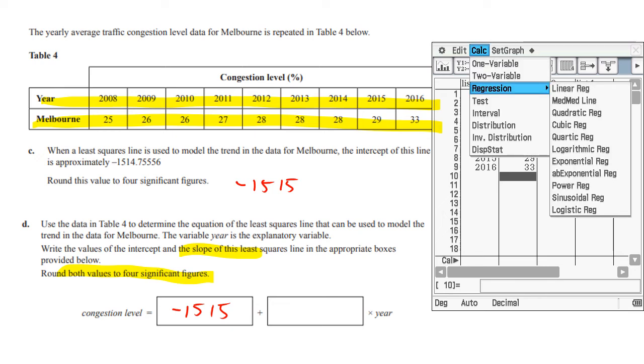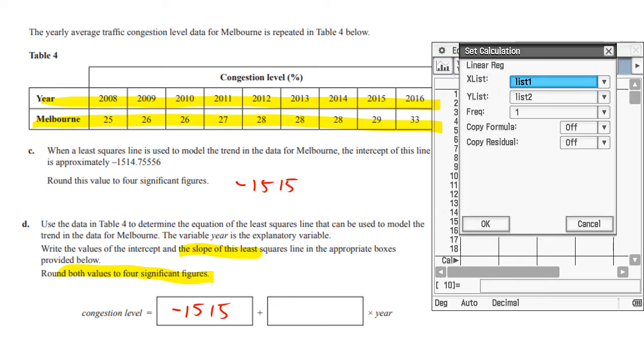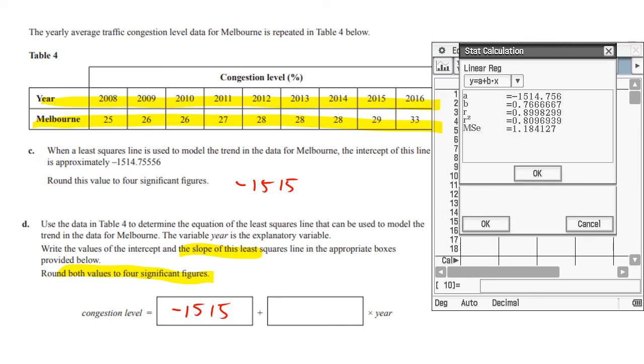Then I go calc, regression, linear reg. We're familiar with this by now. List 1 is X, list 2 is Y. Good, just double checking all that. And there's my values. Now, what I love about this is you can see I'm actually set to Y equals A plus BX. So again, they love to do Y equals A plus BX. That's their preferred format on the exam. So just get used to that. And then there's our B value.